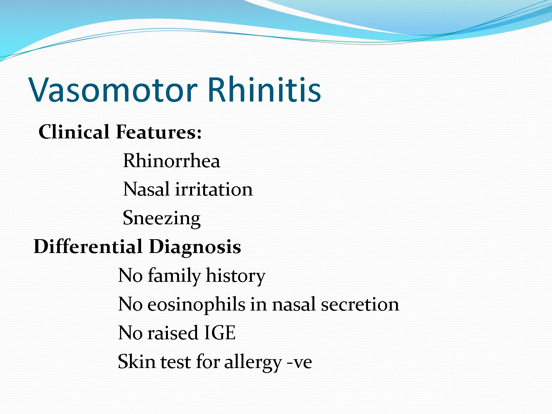In cases of allergic rhinitis, there will be a family history, but in vasomotor rhinitis, there will be no family history. Eosinophils will be absent in the nasal secretions. IgE level will be normal, and the skin prick test will be negative.